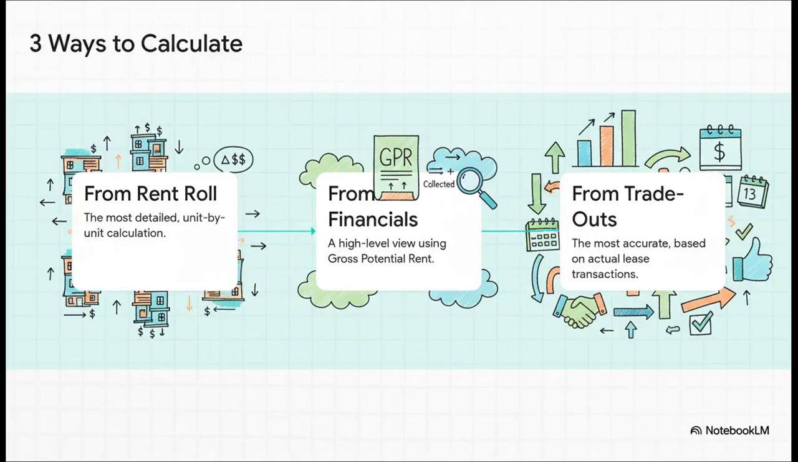First, there's the most nitty-gritty way. You pull up the rent roll and you do the math for every single unit. Second, you can zoom out and take that higher-level view from the financial statements, just comparing your gross potential rent to what you actually collected. But honestly, the best way, the most accurate way, that's the third one, using your lease trade-out reports. Why? Because it's based on what's actually happening, on real signed deals, not just theoretical numbers on a spreadsheet.